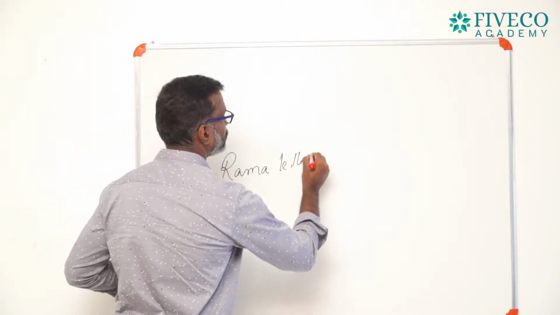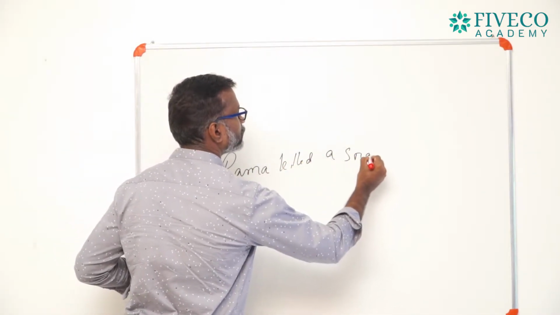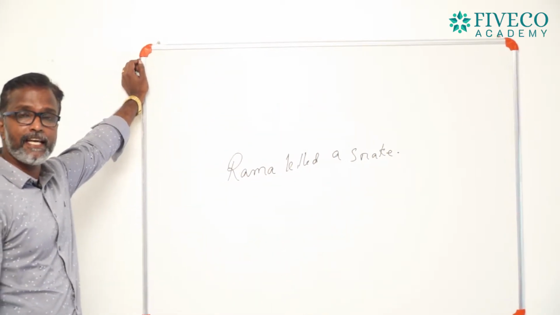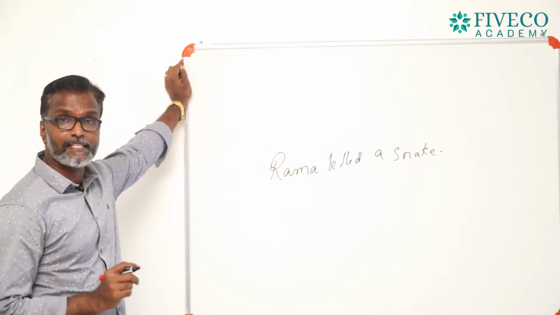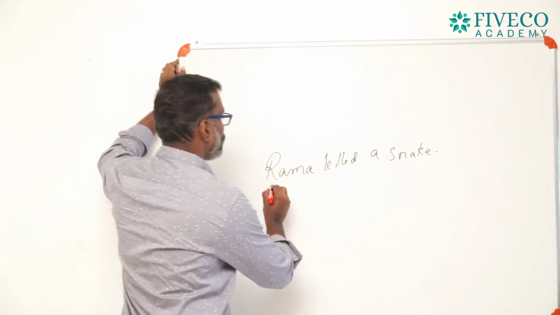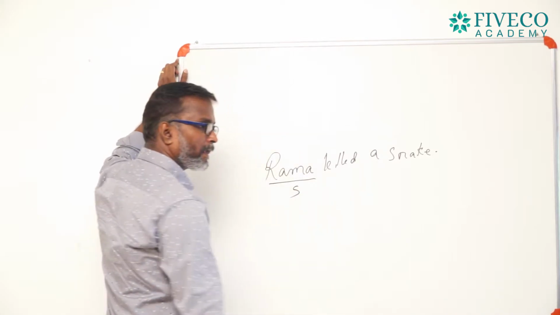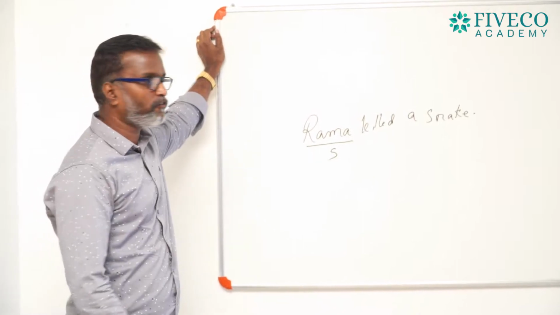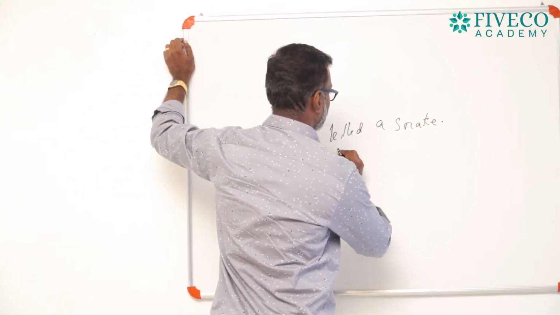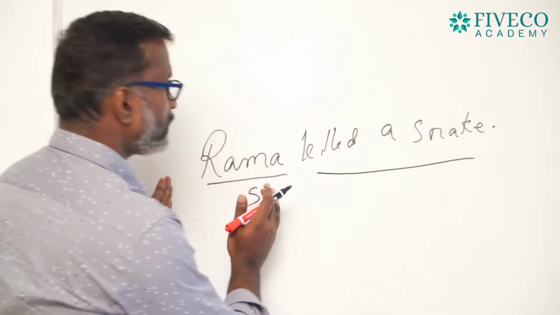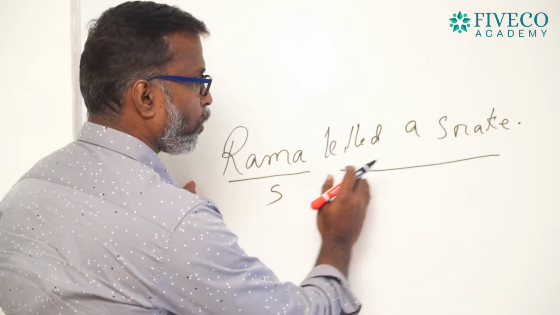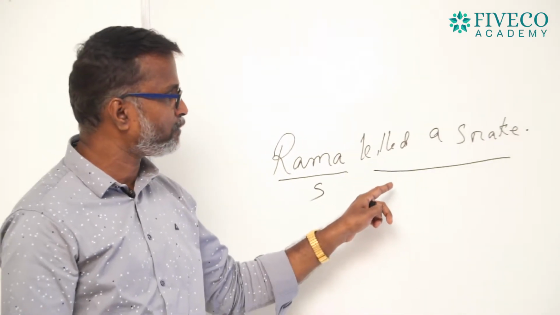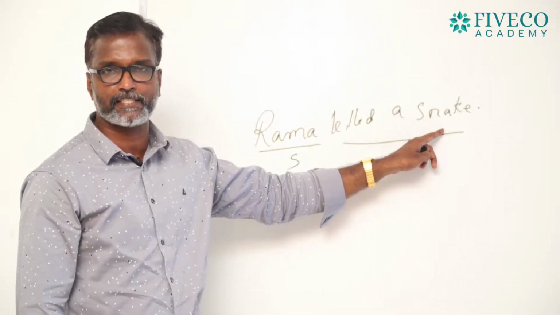Okay, listen please. Rama killed a snake. And when you write a sentence or when you talk a sentence, subject is the most important one. I mean, you want to use the subject first, followed by the predicate side. After the subject, the second portion of the sentence is called a predicate.